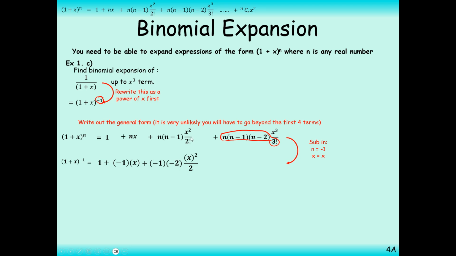When we write it out, we'll have minus 1 times minus 2. You understand? Because we had minus 1 minus another 1. That's where this minus 2 came from. And the next term would be minus 1 times minus 2 times minus 3, and so on.